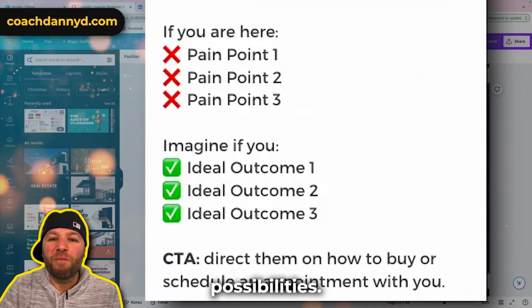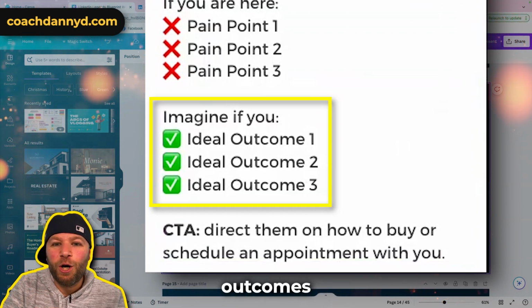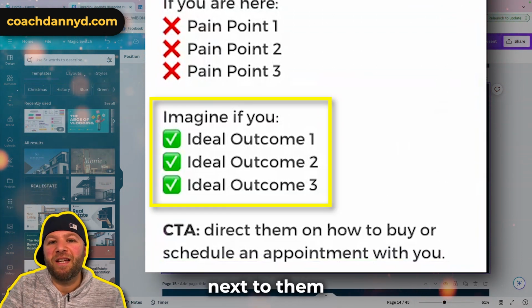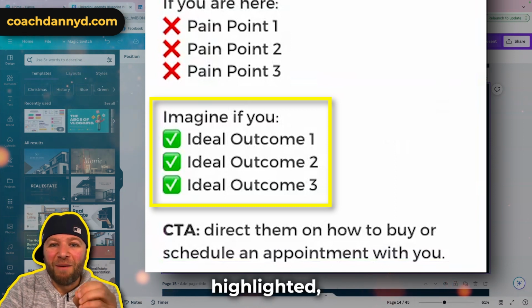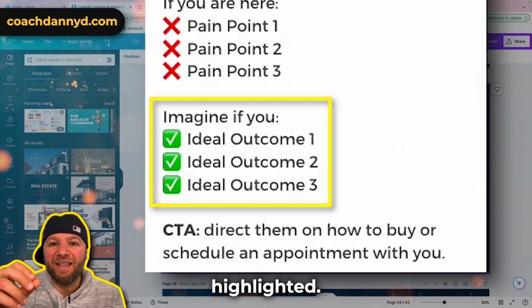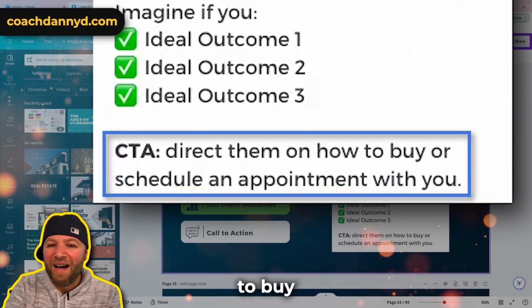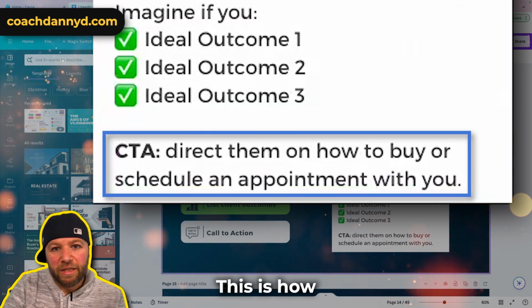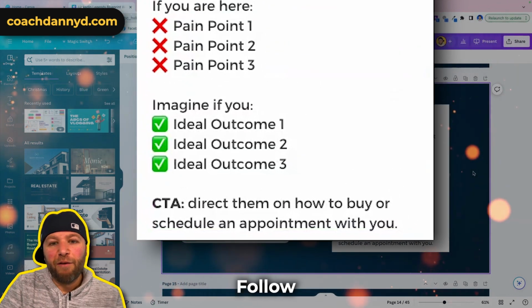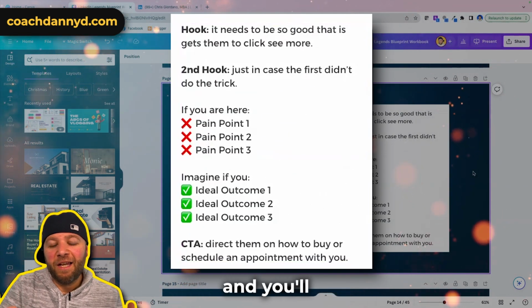Then you want to show them the possibilities. List the client outcomes with green check marks next to them. So then they can see their problems highlighted, followed by the solutions highlighted. And now what you need to do is just give them a call to action to buy or to book an appointment with you. This is how you use your About section on LinkedIn. Follow this exact template and you'll convert clients with it.